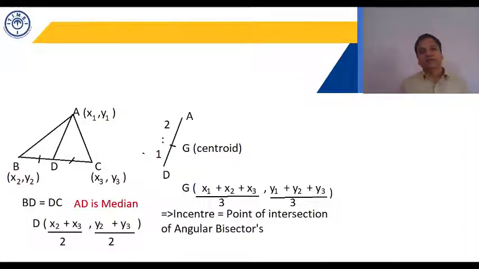the inradius. That means if we take that center, take the radius as an arc, and draw a circle, it touches all the three sides internally. So the incenter is obtained by the point of intersection of angular bisectors.